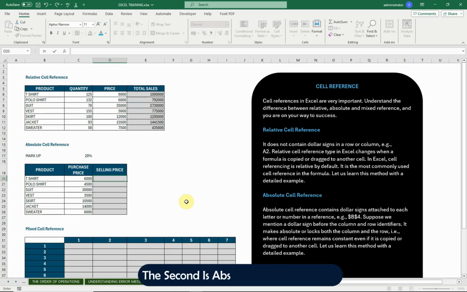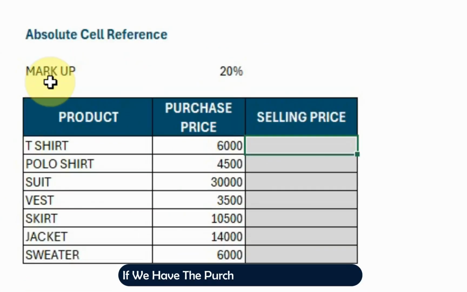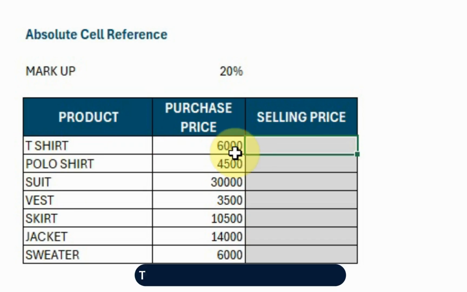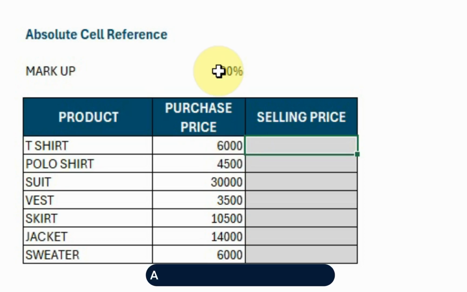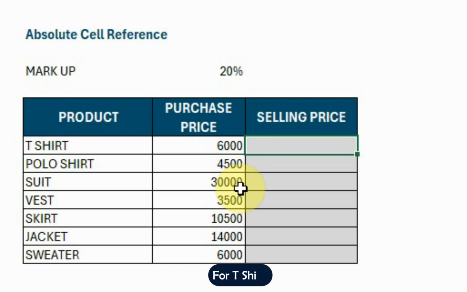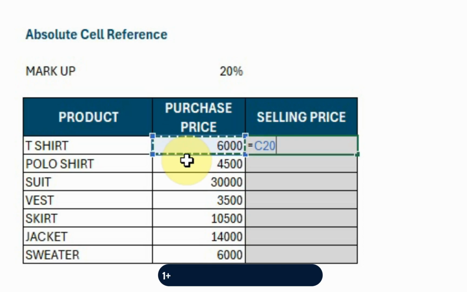The second is absolute cell referencing. For example, if we have the purchase prices of these items and a markup of 20%, that means the selling price for t-shirts will be the purchase price plus 20% markup. And when we come down to Polo, we should still use 20%, which is in cell C17. For t-shirts, we will take equal to C20 multiplied by bracket open 1 plus C17 bracket close, press enter.